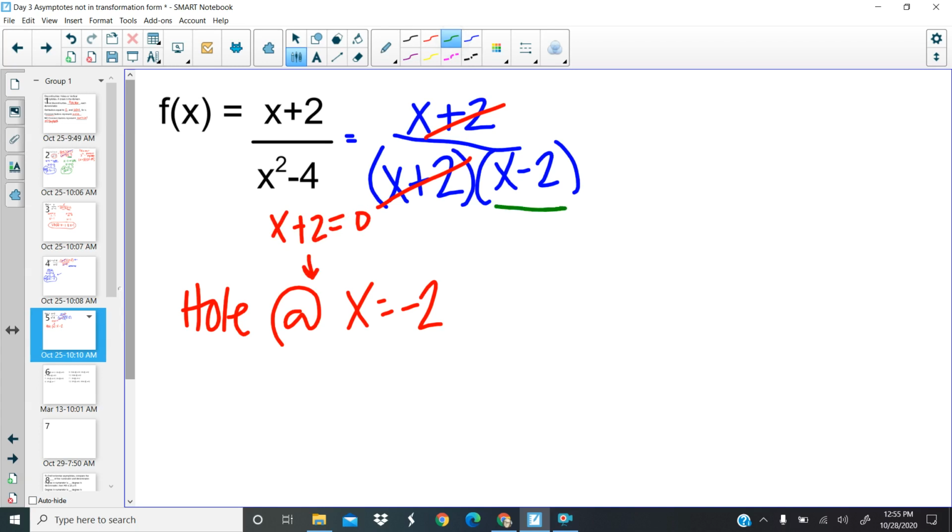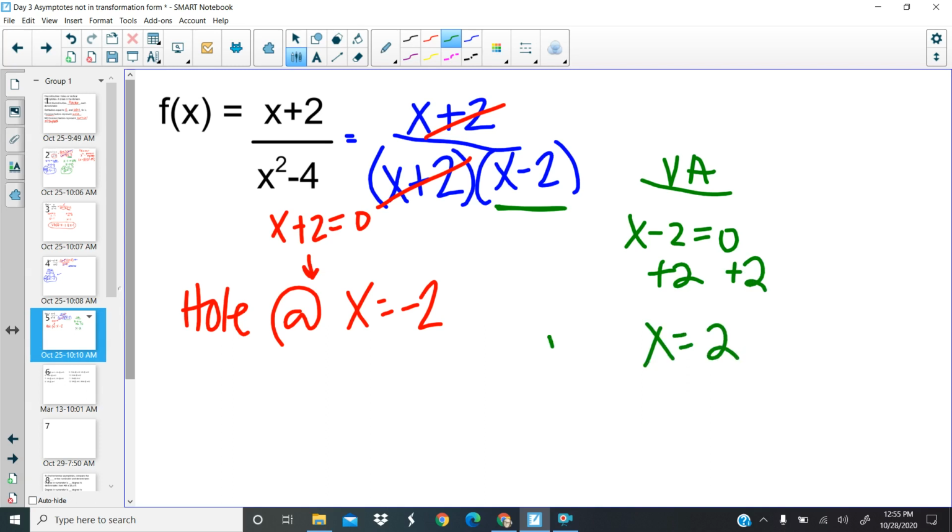So then you also have this x minus 2 though. So we're going to set the x minus 2 equal to 0, and this one is going to give us a vertical asymptote because that's a leftover factor in the denominator that doesn't cancel out with the numerator. So then I'm going to add 2 to solve for that factor, and I get x equals positive 2. And so there would be a vertical asymptote at x equals positive 2.